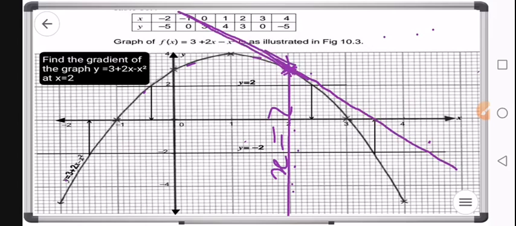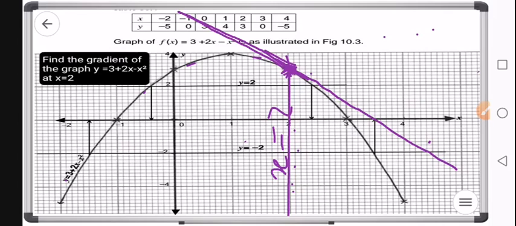Sorry. This is the tangent. It is a line that just touches here only, at the point where x equal to 2 meets this curve. This method is a bit challenging, so pay special attention.